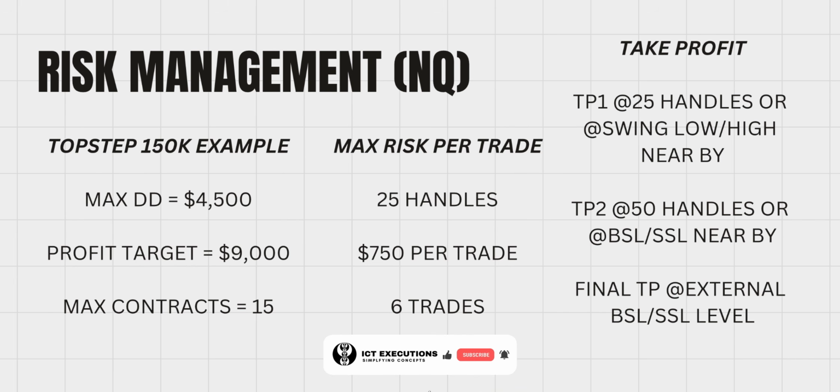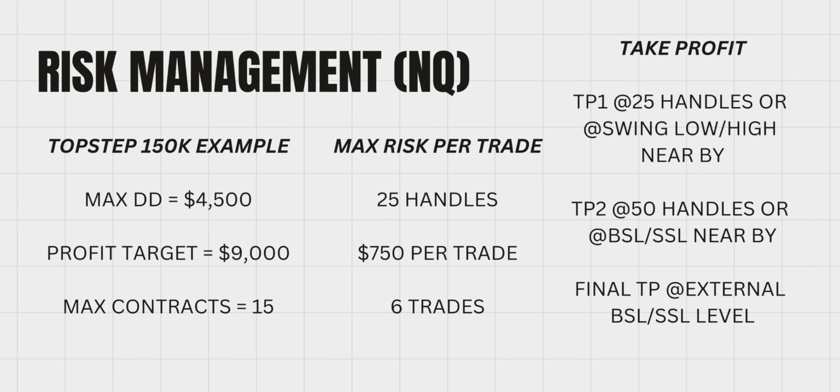Alright, so let's start off with the risk management plan for NASDAQ, short for NQ. Now, I've gone ahead and written down an example for a 150k account with Top Step. You get a 4.5k drawdown on this account. Your profit target is 9k, so that is a 1 to 2 risk to reward. Max contracts you're going to be using on this account is 15 micros. That is pretty much one contract and a half. But if you want to play it safe, then 15 micros is the way to go.